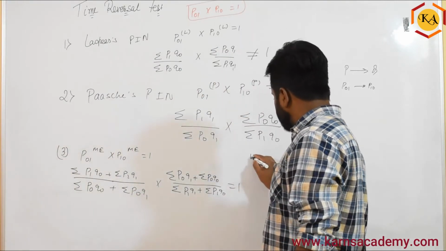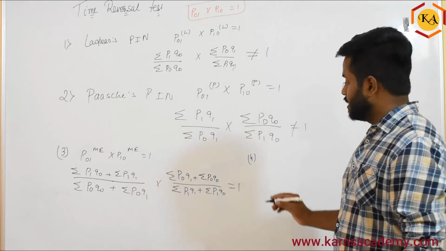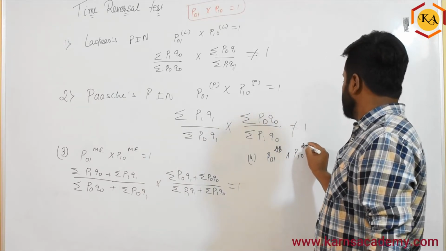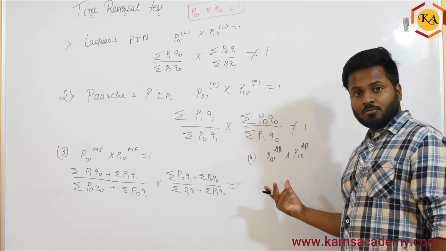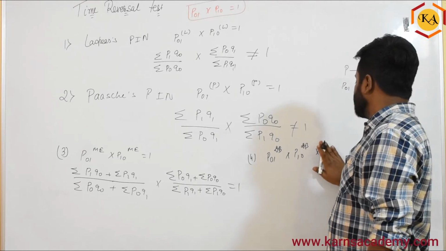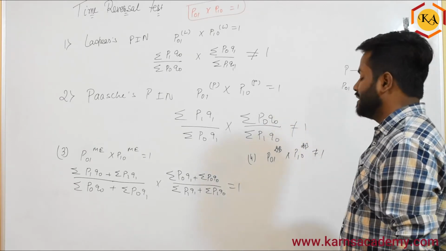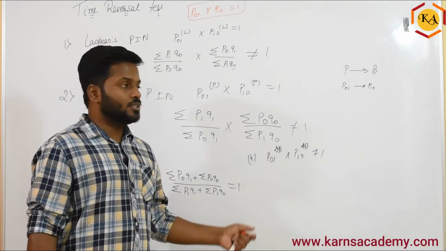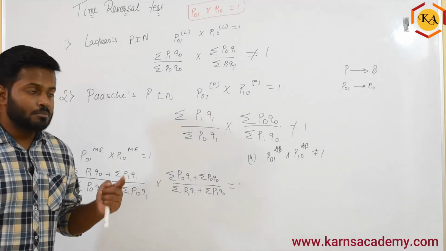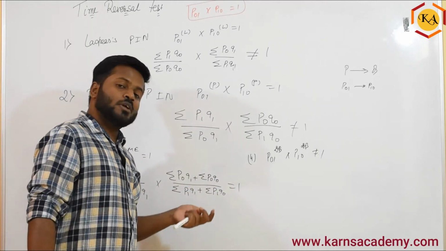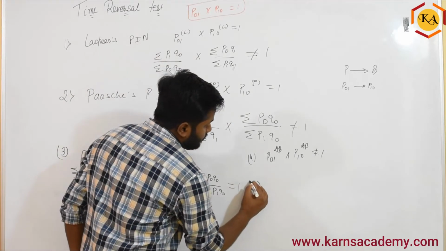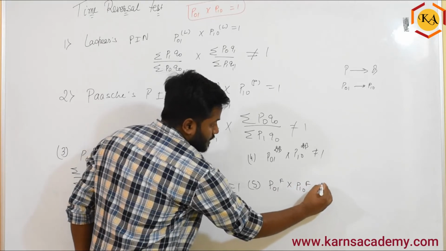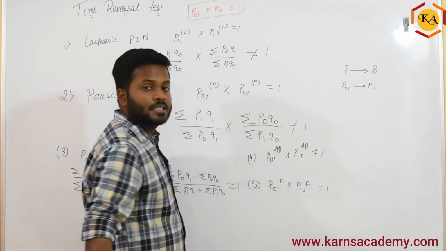Next, we will see the fourth case, that is Drobisch-Bowley. P01 Drobisch-Bowley into P10 Drobisch-Bowley. If you exchange the same formula in this way, it will not satisfy the TRT. Now how is it not going to satisfy? This formula I leave it to you guys. I want you guys to complete this formula and show it to me. Maybe you can write in the comment section. Next, we will talk about Fisher's. That is P01 Fisher's into P10 Fisher's, and this will satisfy TRT. We'll see how it is.